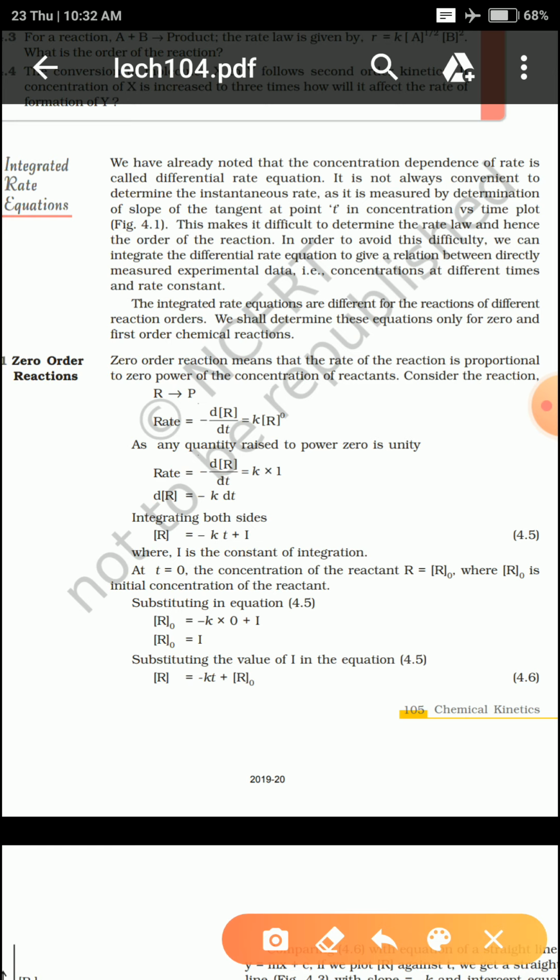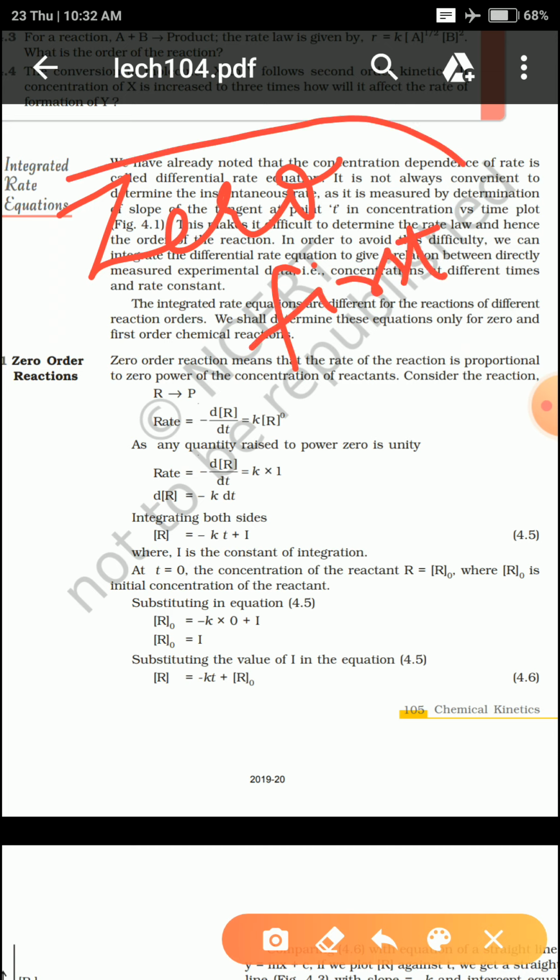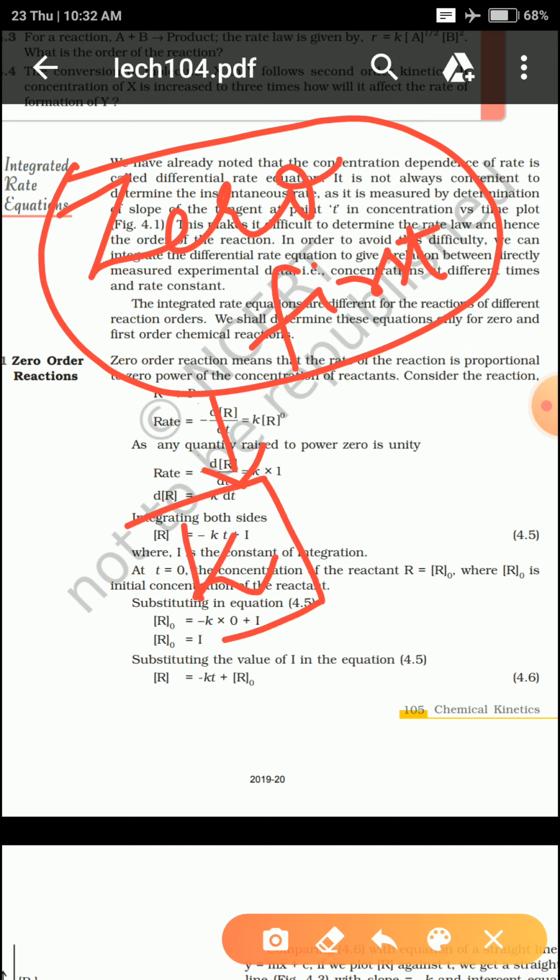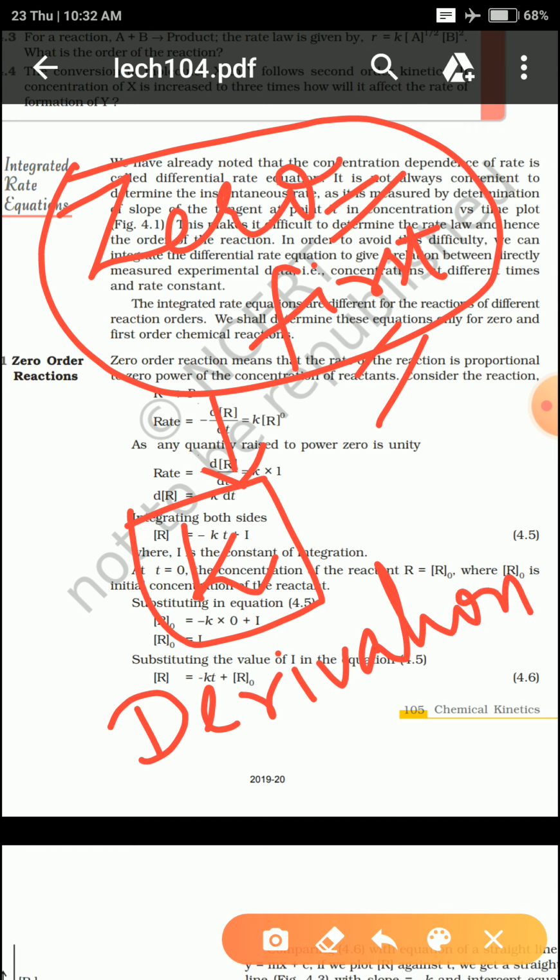In the very first situation, we only consider zero order and first order reactions. We will find the value of K, the rate constant, for both zero order and first order reactions. For second order and higher order reactions it's not necessary, because it becomes a more complicated equation. We have to understand how it is derived. Derivation is important because it is asked many times, in the form of numericals or word problems.